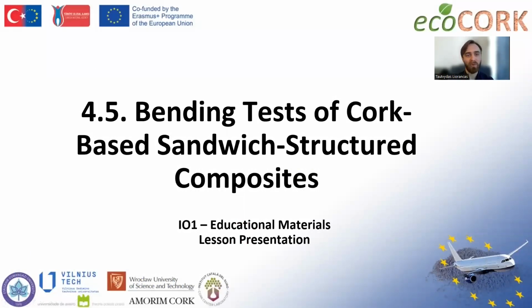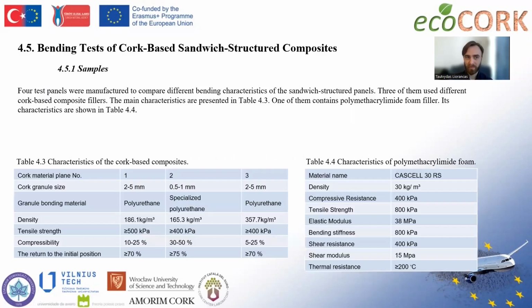In the last chapter, we will discuss the bending test of cork-based sandwich structure composites. 4 test panels were manufactured to compare different bending characteristics of the sandwich structure panels. 3 of them use different cork-based composite fillers. The main characteristics are presented in table 4.3 that you will find on the left. And one of them contains PMI foam filler. Its characteristics are shown in table 4.4 on the right.